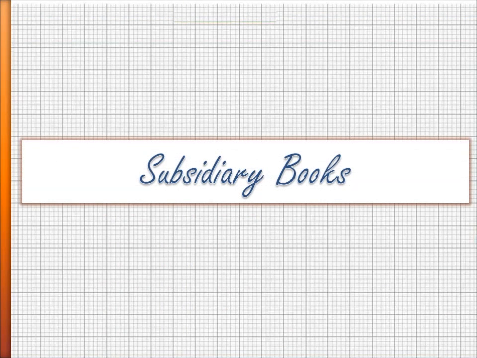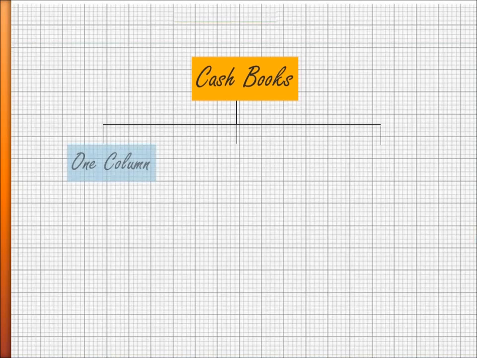Before I start this segment, I must tell you something about the subsidiary books. Be careful. In my questions, I'm going to teach you only simple cash book. Actually, there are three types of cash books: one column, two column, three column.